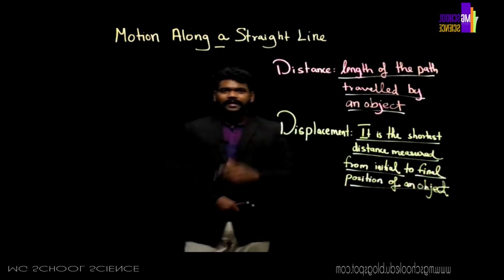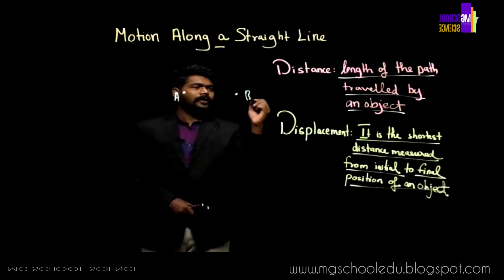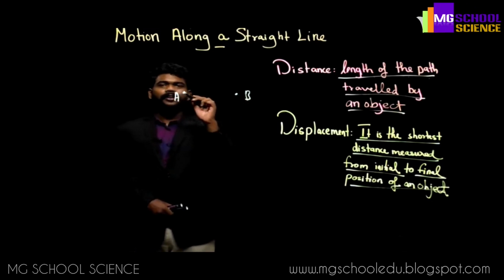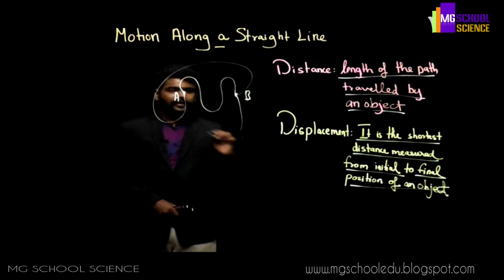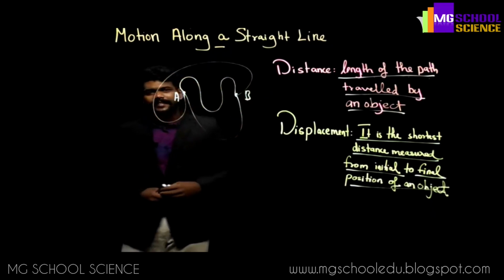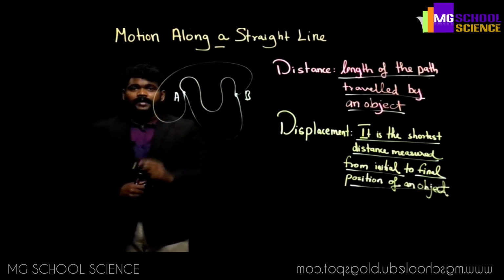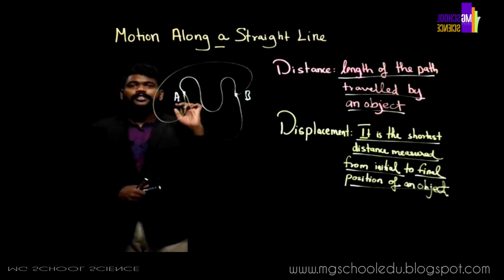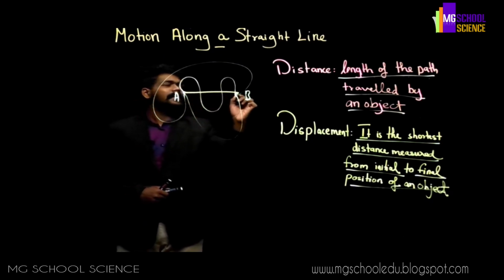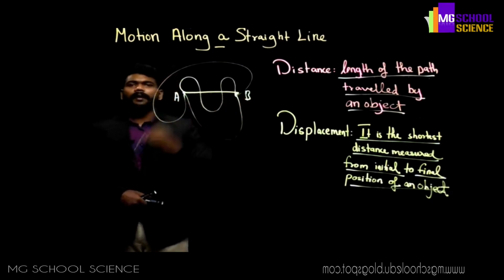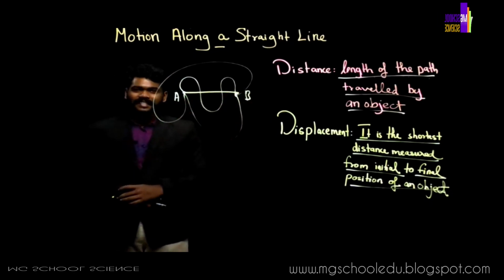What do you mean by this? Say, I take a point A and point B. I can travel from A to B through any way, right? Like this, or like this, or like this, right? So any distance that I travel is measured as distance. But displacement is the only single shortest path. How do you define the shortest path? It is a straight line, right? So the shortest path traveled from initial position to final position is called displacement.